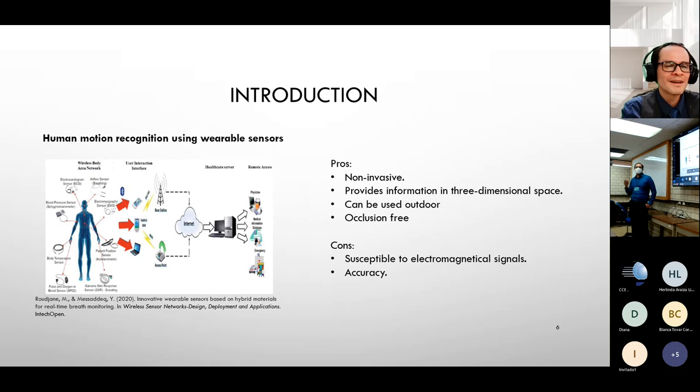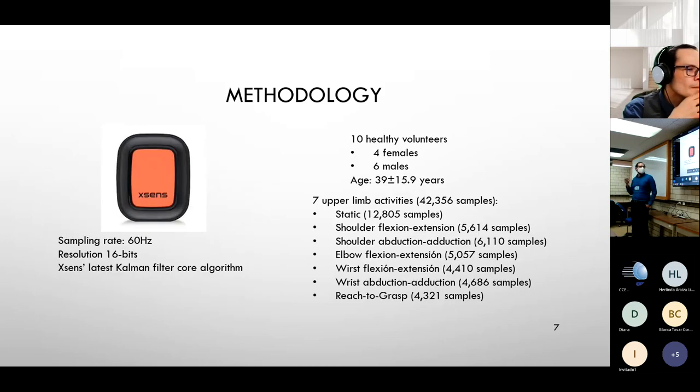Finally, wearable sensors are becoming the most popular option since they are non-invasive, provide information related to the three-dimensional space of the motion of the segments, can be used outdoors, and they don't have the problem of occlusion like vision systems. On the contrary, they are susceptible to electromagnetic signals, and the accuracy compared to vision systems is lower. However, they are being used recently for this kind of analysis, since they provide relevant information even though the accuracy is lower than vision systems.